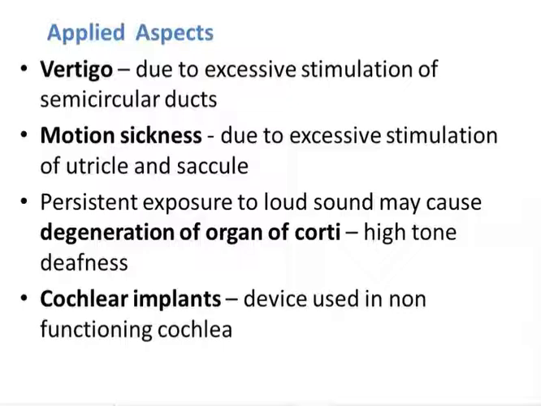Whenever a patient comes with vertigo, dizziness, vomiting, it's not that you always suspect some pathology in the brain, central nervous system, but it may also be due to some pathology in the ear, because excessive stimulation of the semicircular ducts can cause vertigo. Whenever a patient comes with vertigo, you must do an ENT consultation. Okay. Now motion sickness. Whenever you travel, you vomit. That is due to excessive stimulation of the utricle and the saccule.